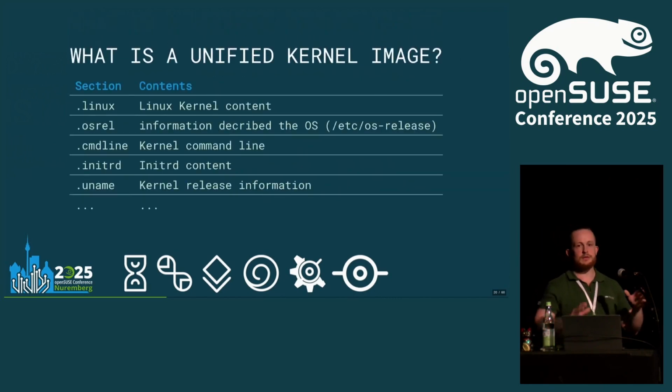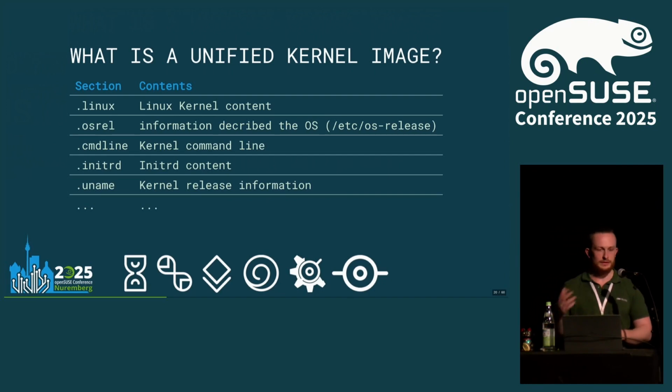It is a UEFI binary file. If we go into more detail, the UKI has sections, and all components are defined in these sections. So you have .linux for the kernel, and you also have .cmdline or .initrd.